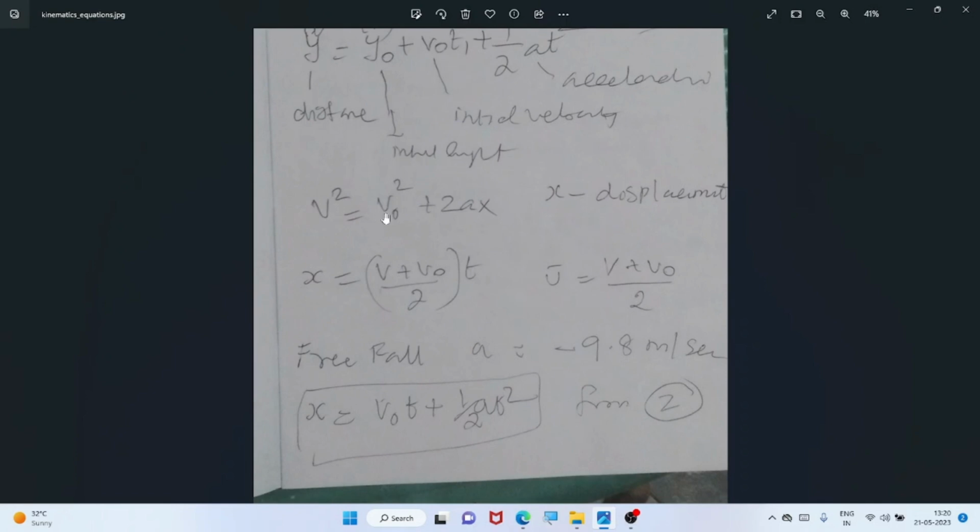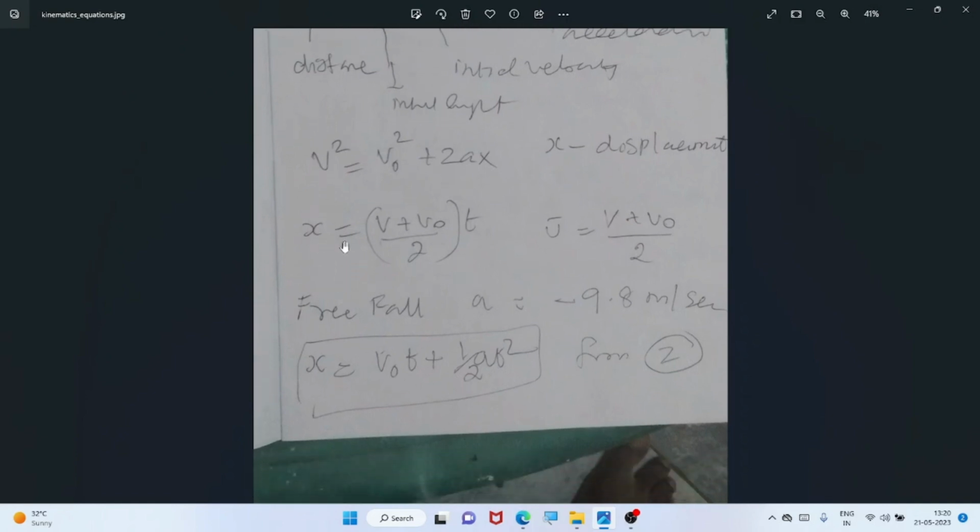Final velocity square equals initial velocity square plus 2ax. X is the displacement. You can also say displacement equals initial velocity plus final velocity divided by 2 into t. Average velocity equals v plus v0, initial velocity, by 2.